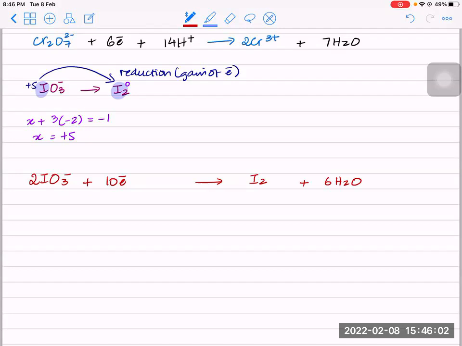Once this is done, you've got to balance the H. You have 12 H's over here. You have none on this side. So you will add what? 12 H plus. And this right here is balanced.